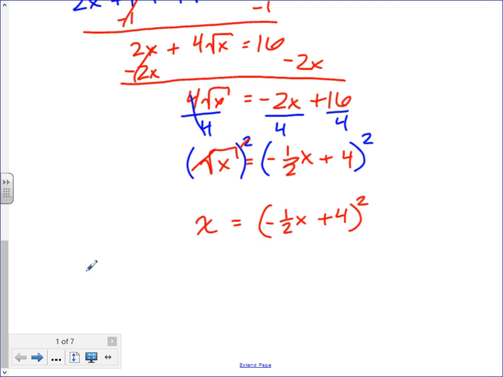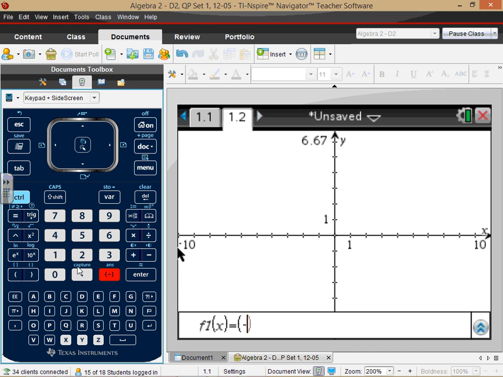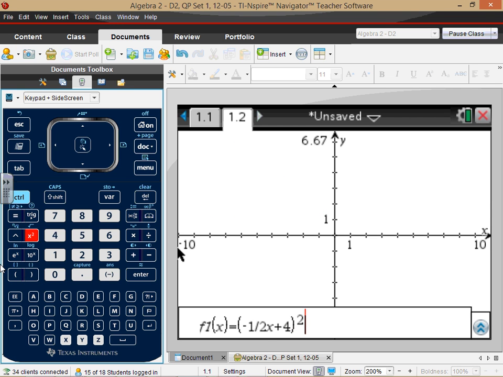Open up a new graph. We're going to graph it. Who's panicking over there? You can type in negative 1/2 x a million ways, but the easiest way is to type it in like that. If you're really cool, you can use Control Divide to type in your fraction. However you want to do that.